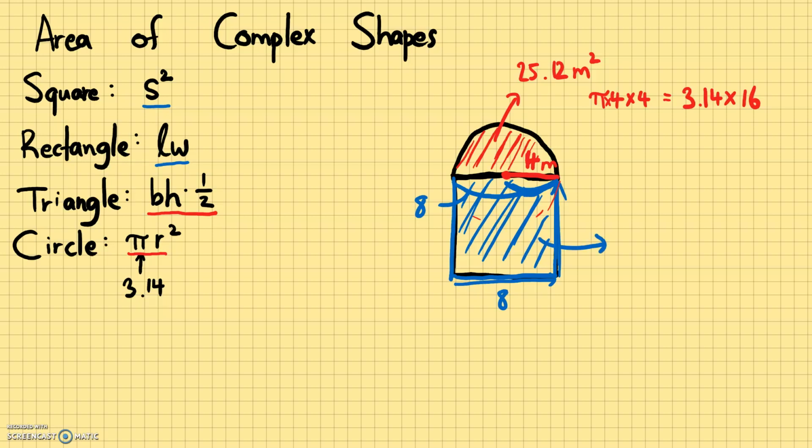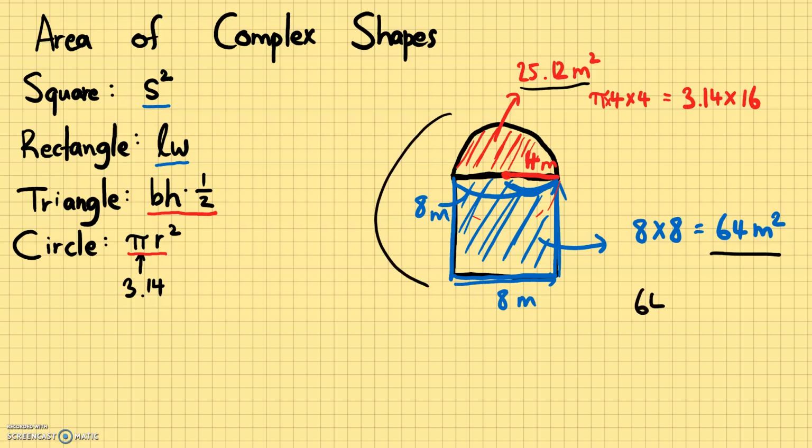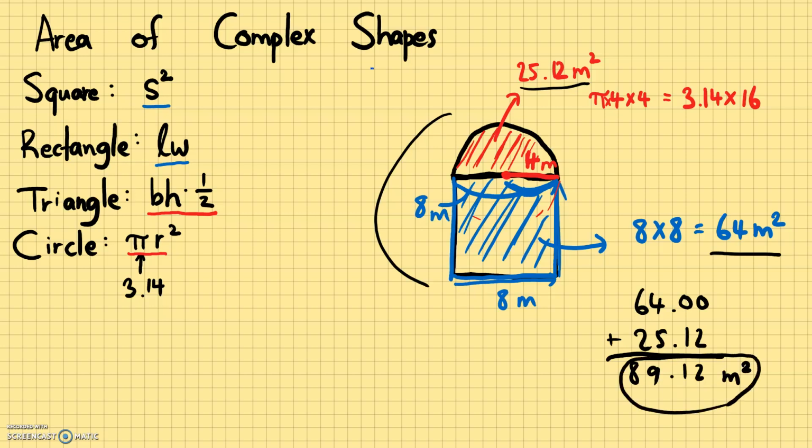So to get the area of that square, we just do 8 times 8, which is going to be 64 meters. Oh, let's use the units. Don't forget the units. Meters squared. Okay, so finally, we just add these two numbers to find the area of this whole shape. So we have 64 plus 25.12. We add 89.12 meters squared. So that would be our answer.